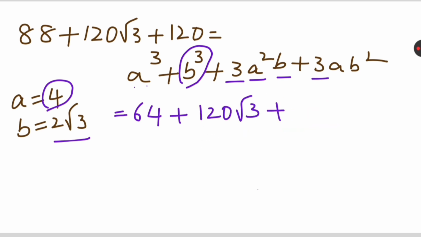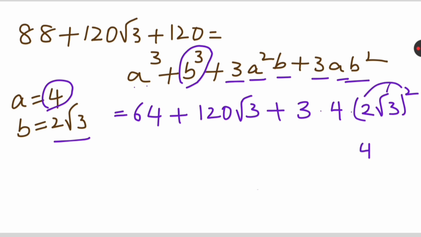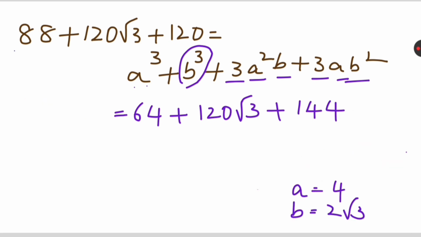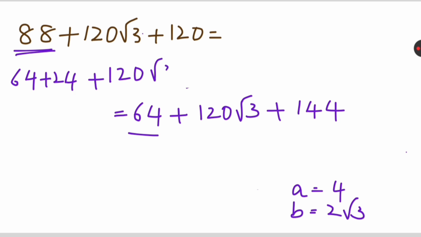Next, what we have 3. So let's take 3. Then a value is 4. Then b value is 2 root 3 whole power 2. 2 power 2 the value is 4 and root 3 power 2 the value is 3. So 3 times 4 times 4 times 3, which gives 3 times 4 is 12. 4 times 3 is 12. So 12 times 12 is 144. And this 88 we converted here in terms of 64 plus 24, isn't it? So we can write this 88 as 64 plus 24 and we have 120 root 3 plus 120.